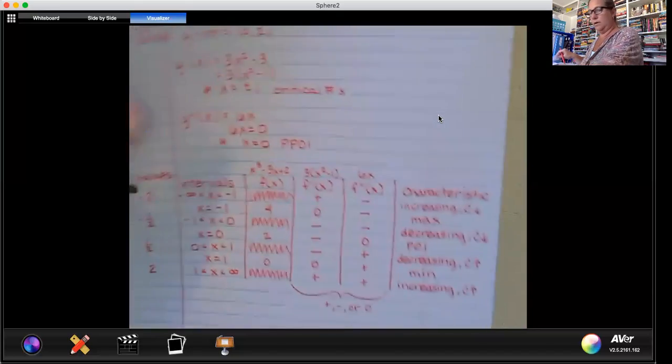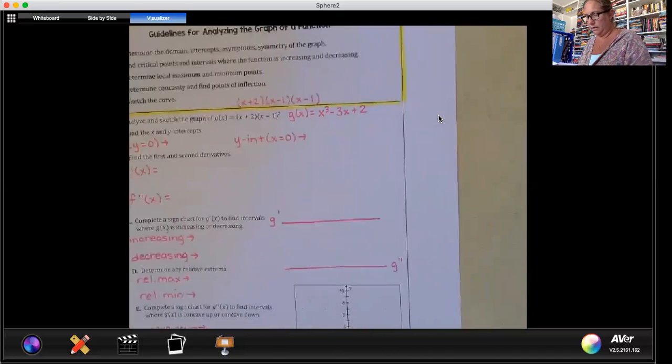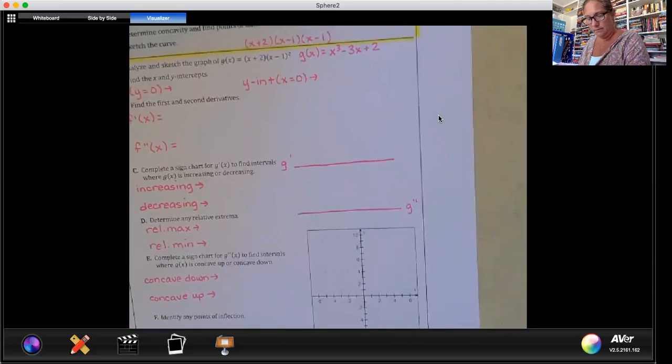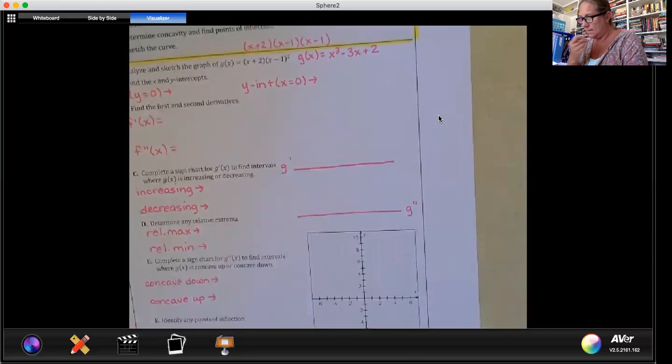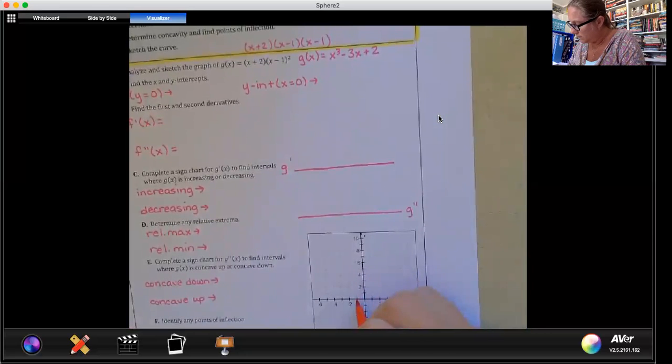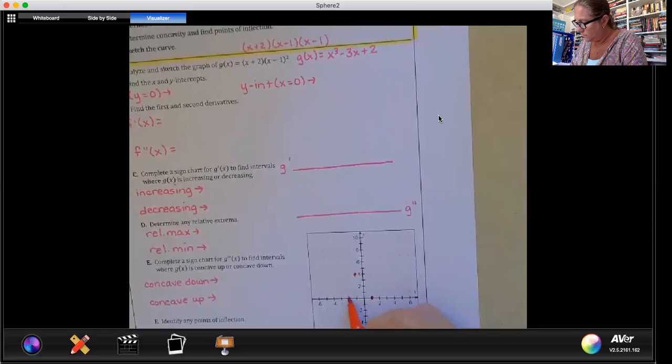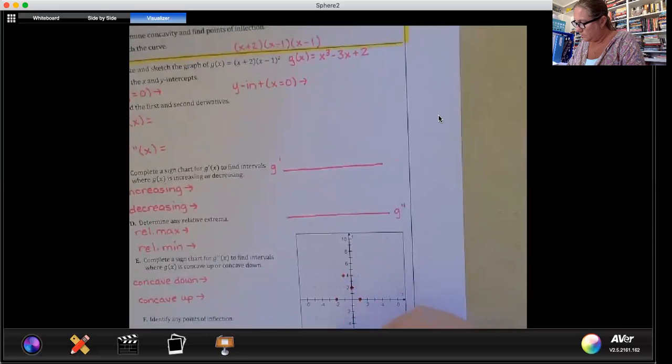All right, so we are going to plot our max and our min first. Our maximum is at -1, 4. Our minimum is at 1, 0. And our x-intercepts are at -2, 0 and 1, 0. And our y-intercept is at 0, 2. And 0, 2 is our point of inflection, which we know. And then you just connect your dots.